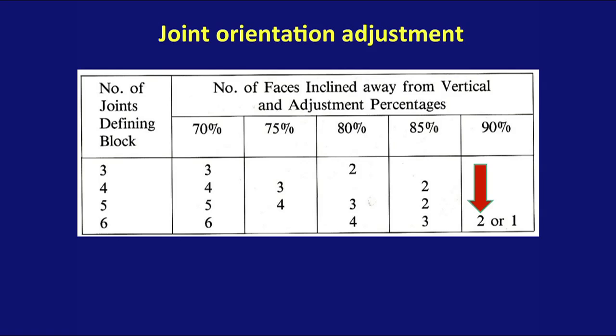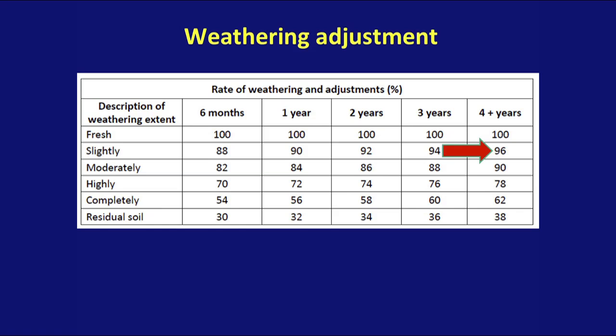The weathering adjustment, there's a description of how rapidly it's going to weather. This is the weathering adjustment, and you can see descriptions there of the time and the degree of weathering, and it's a judgment thing, and it would be based on observation and experience. And in our case, I've just said that it could be slightly weathered after a period of 4+ years, and that's a 95% adjustment.